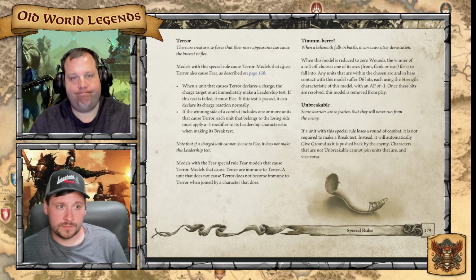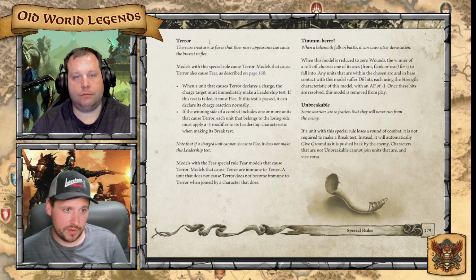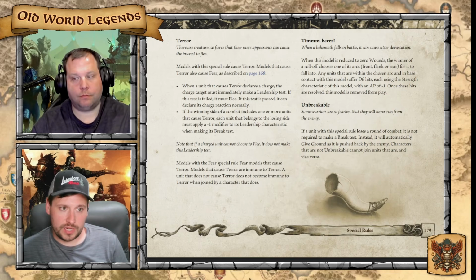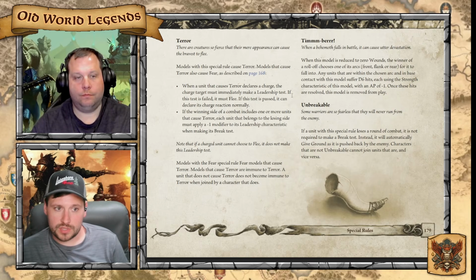Okay, so the next rule we have is terror. So when a model causes terror, they can trigger this kind of offensive leadership ability. So when a unit that causes terror declares a charge, the charge target has to take a leadership test, unless they are immune to psychology, or if they cause fear. When do they take that test?